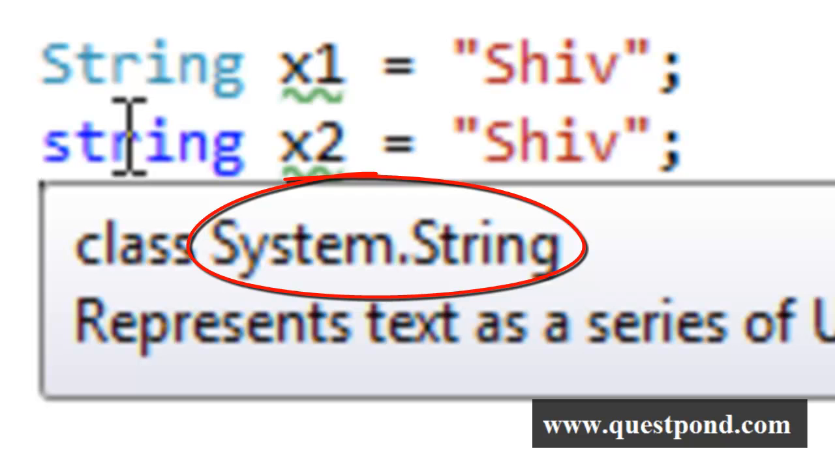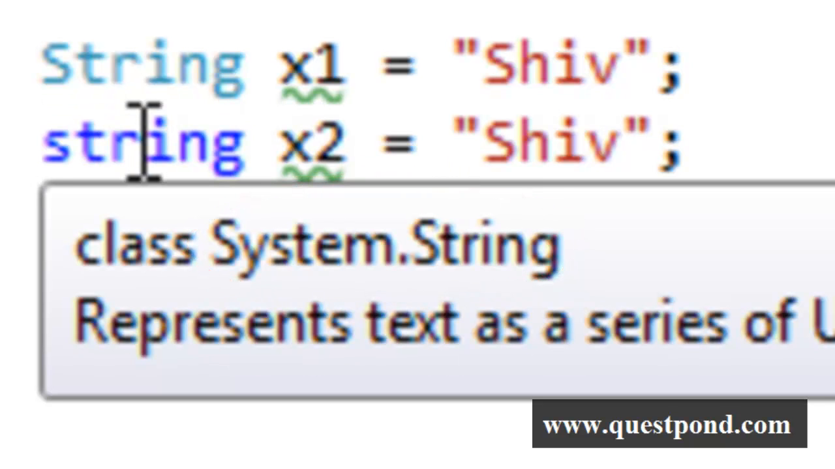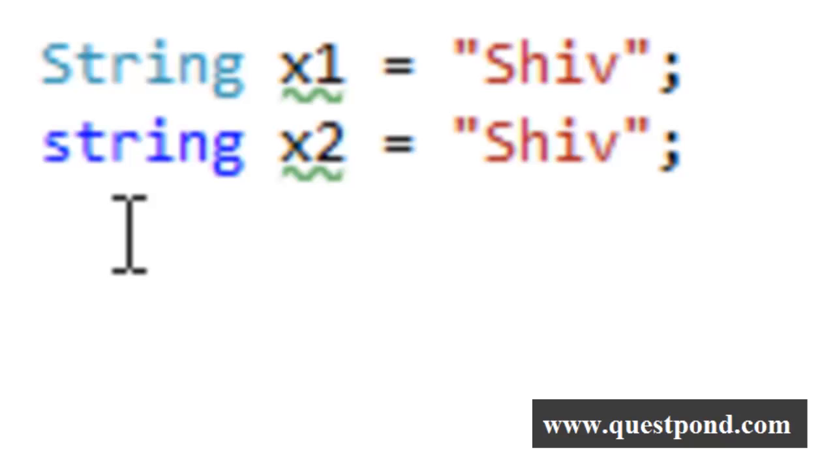In other words, the small string, the string with a small s, is nothing but an alias for the capital String. So you can call any of them, and irrespective of which it is, it will point to the same string class. Okay. Now the thing doesn't end here.